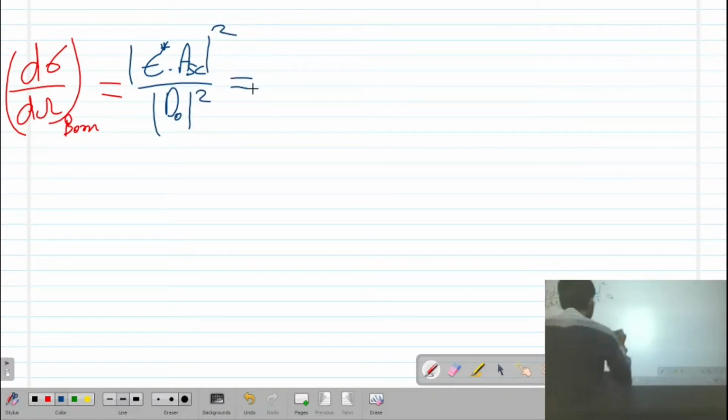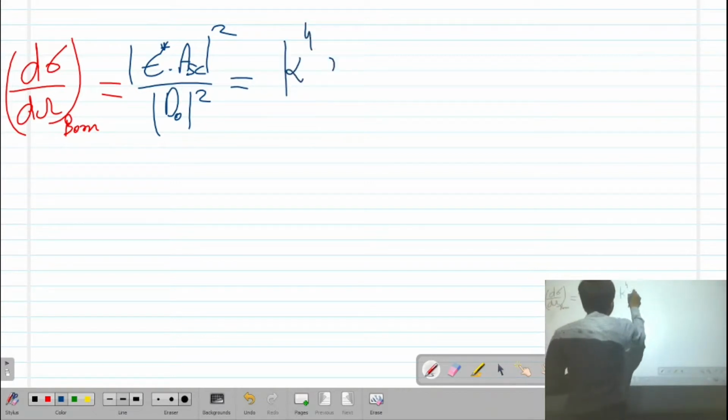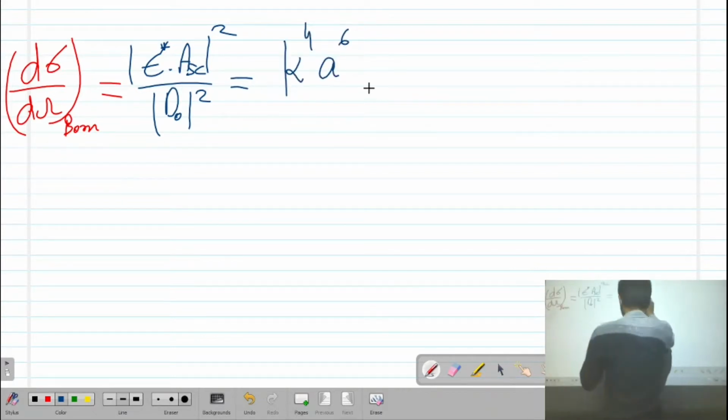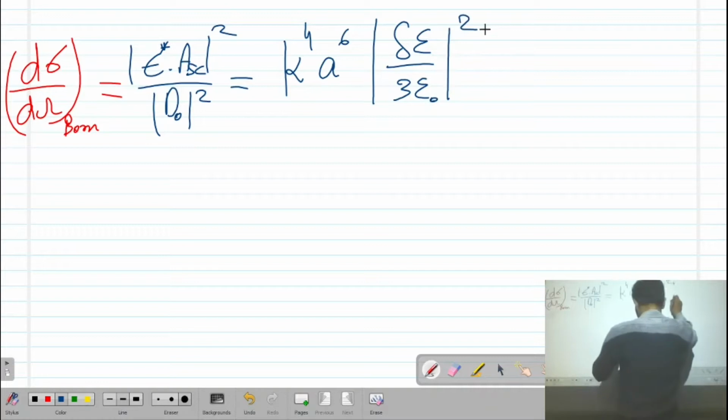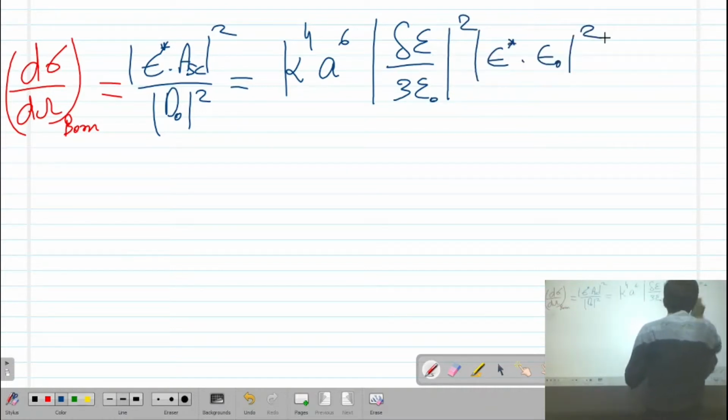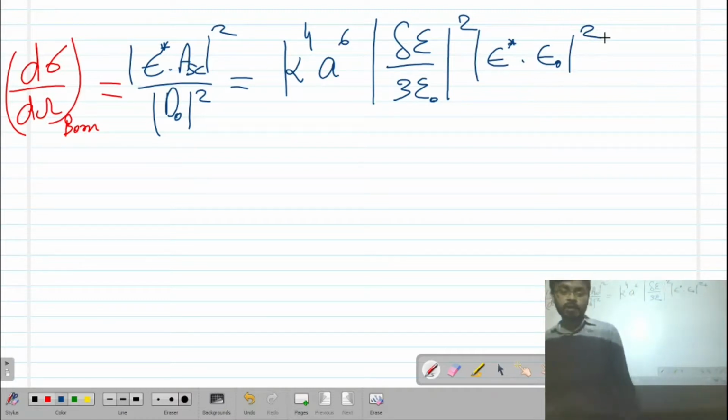This is equal to k raised to 4 a raised to 6 times delta epsilon by 3 epsilon 0 whole square. So this is the final equation of the differential scattering cross section.